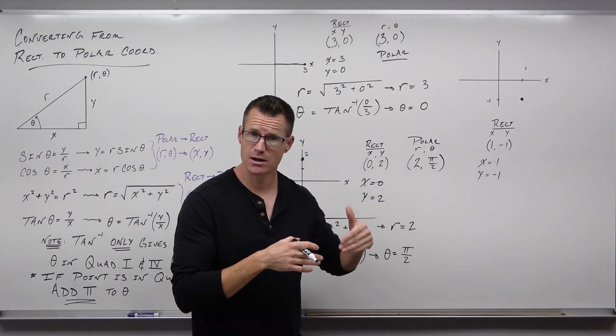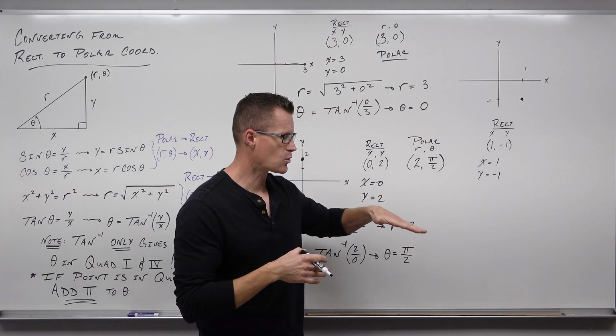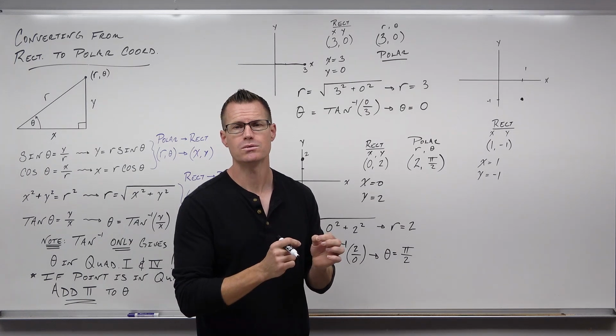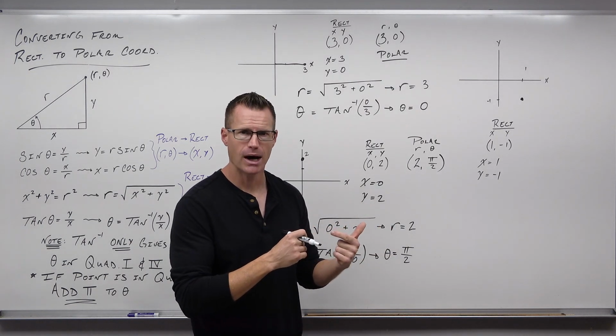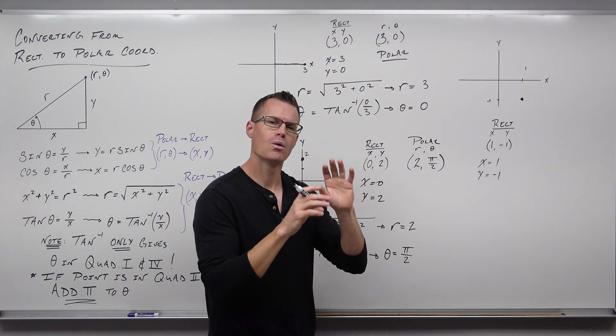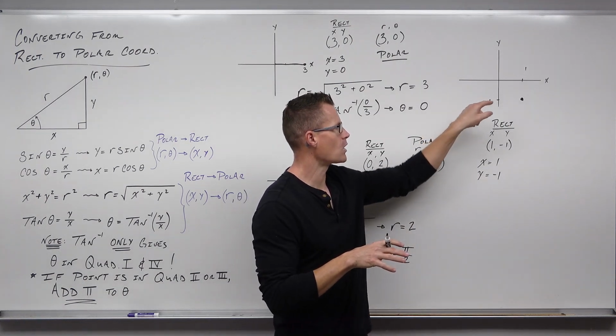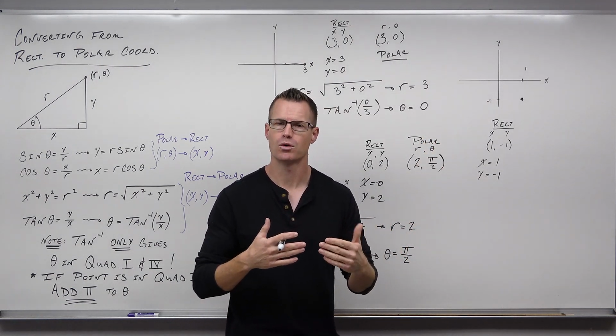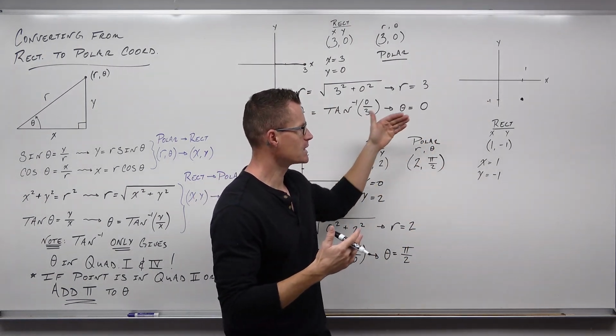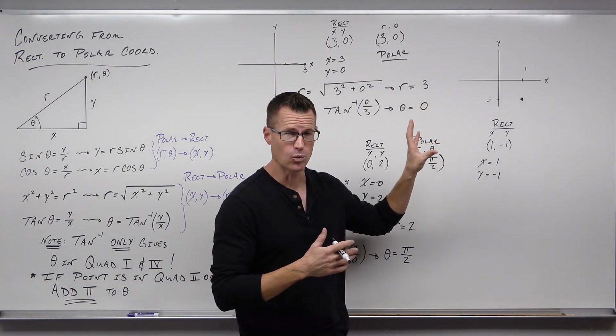We know that tangent inverse gives us out angles in quadrant 4 and 1. This is good news. That means that I'm not going to have to add pi to this because tangent inverse works well in the quadrant where my point is. That's important. So I have that in the back of my mind. So I've looked at it, said x and y are these. I've plotted it. I know where it is.